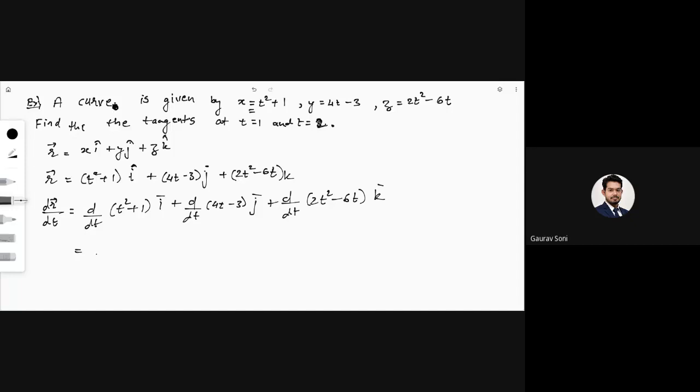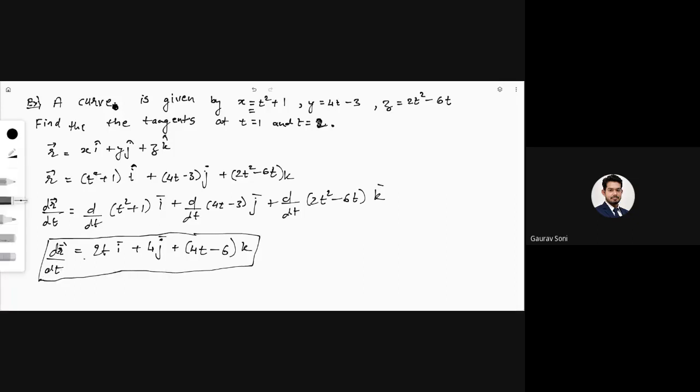So the derivative is 2t i plus 4j plus (4t minus 6)k. This is your dr bar by dt. So Dhruv, I hope it is clear now how to take the derivatives, right? Yes. It is just that you have to separate the derivative over addition and subtraction.